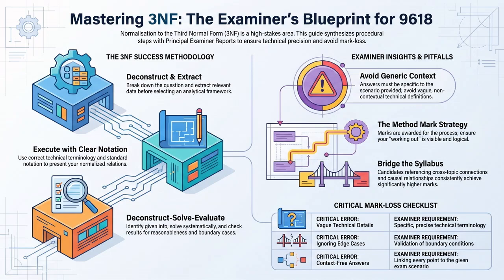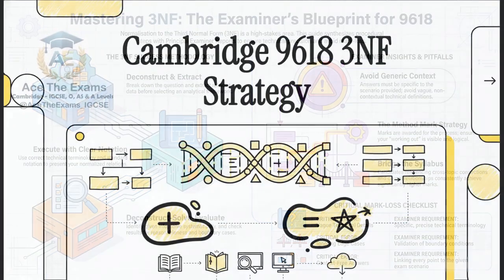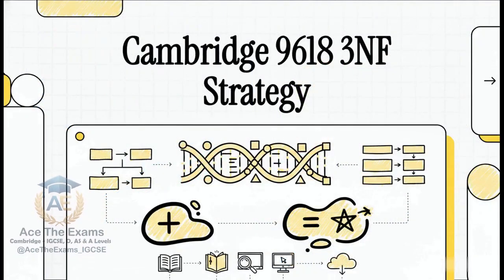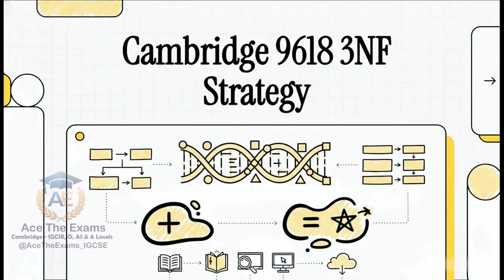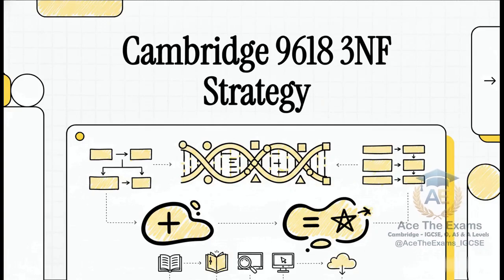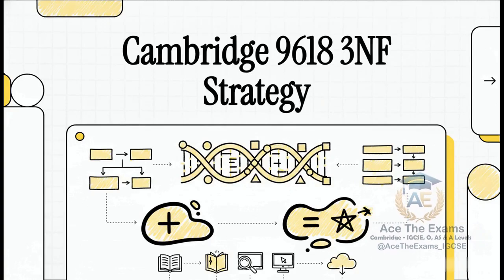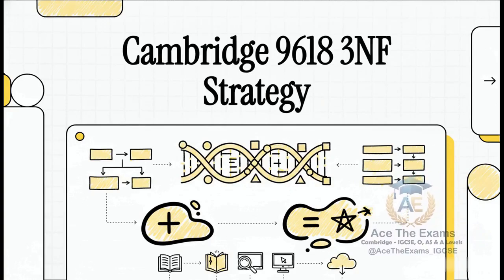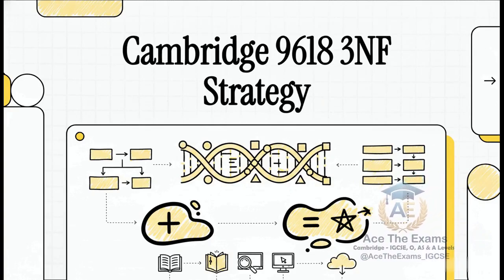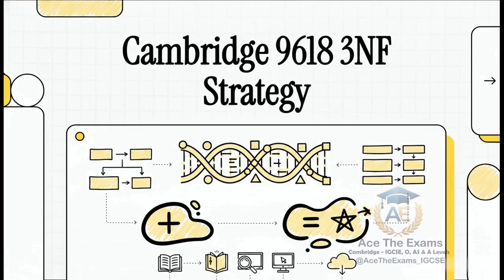Welcome to The Explainer, where we literally engineer the perfect DNA of an answer for Cambridge AS and A-Level Computer Science 9618. Today, we're targeting the notoriously difficult third normal form, or 3NF. I'm your host, and my mission today is to act as your strategic geneticist. Look, we aren't just going to sit here and read textbook definitions. No way! We're going to splice together the absolute perfect A-star level exam response.